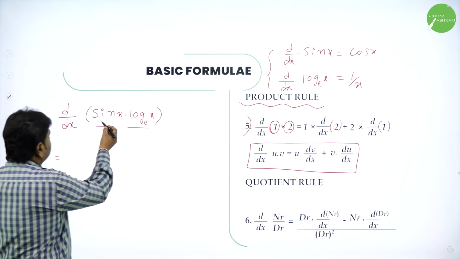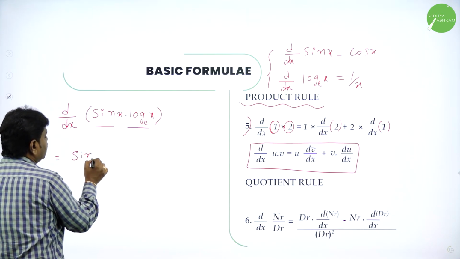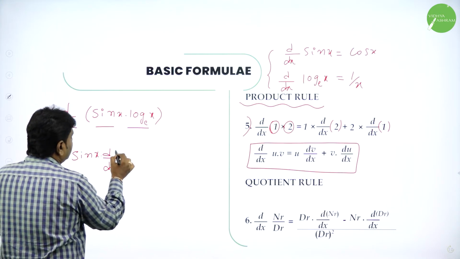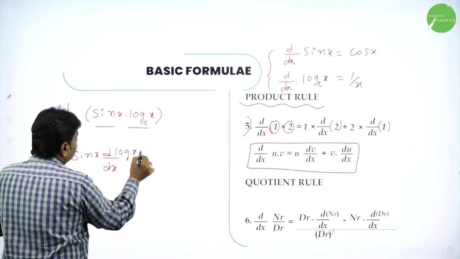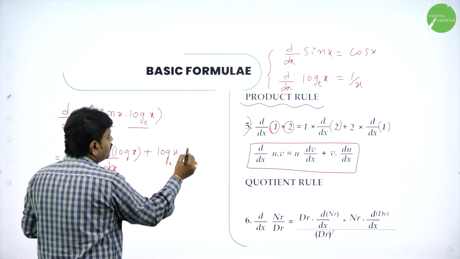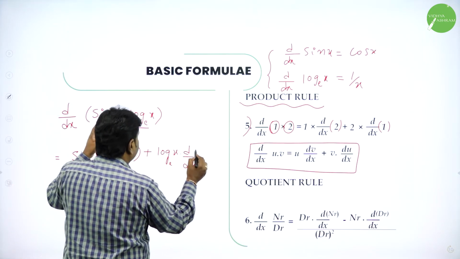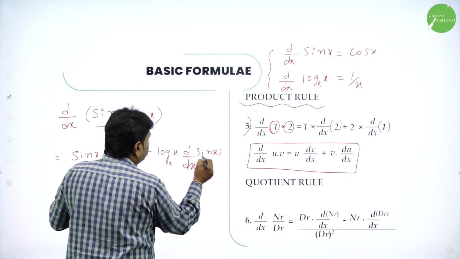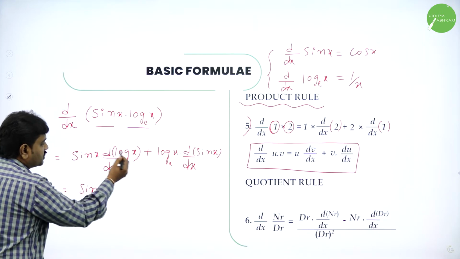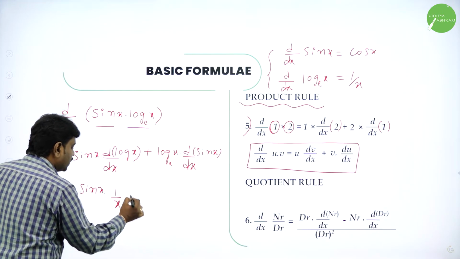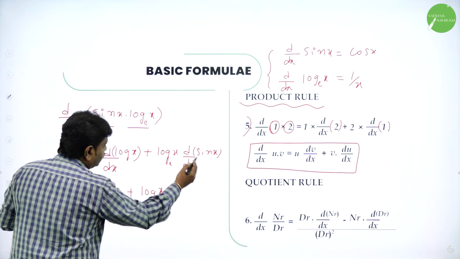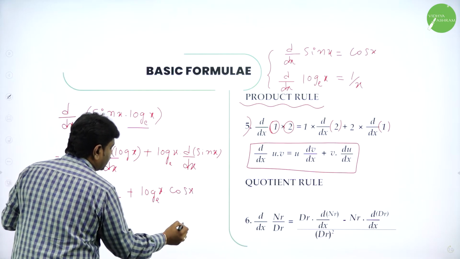So what is the first function? Sin x. Sin x into d by dx of the second function, d by dx of log x, plus the second function log x into d by dx of the first function, d by dx of sin x. So that is sin x into d by dx of log x, which is 1 by x, plus log x into d by dx of sin x, which is cos x. This is the final answer.